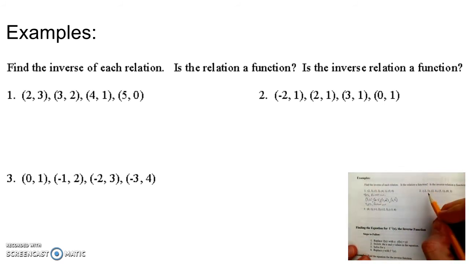Let's take a look at another. Is this original a function? (-2, 1), (2, 1), (3, 1), and (0, 1). So remember, this is going to be a horizontal line that passes through the point y equals 1. It is a function.